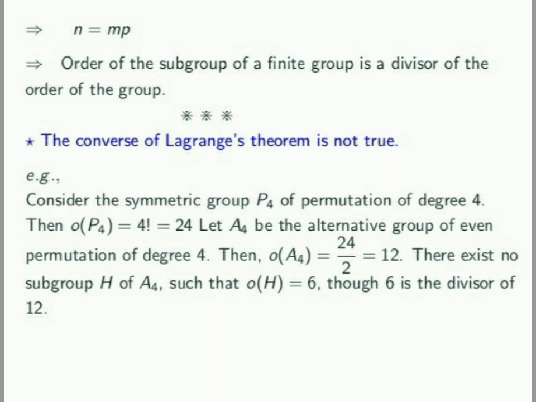Next, one note: the converse of Lagrange's theorem is not true. For example, consider the group S4, the permutation group of degree 4. Therefore, order of S4 equal to 4 factorial equal to 24. Then order of A4 equal to 24 divided by 2 equal to 12, such that order of H equal to 6. Therefore, 6 is a divisor of 12, that is order of H is a divisor of order of G. This example checks Lagrange's statement.